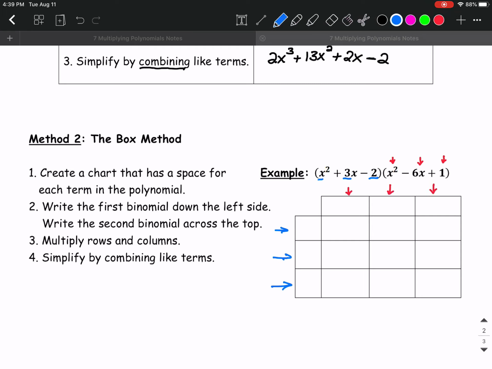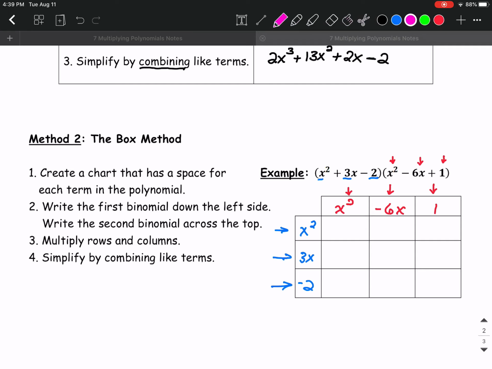Now we write the first one, we're going to go down the left-hand side, x squared plus 3x minus 2. Don't forget to put that negative there. And then across the top, we have x squared. Don't forget the minus 6x and the 1. Okay, it's okay if you want to put the pluses in there and write a positive 1, but you definitely have to remember to put the negatives in there.